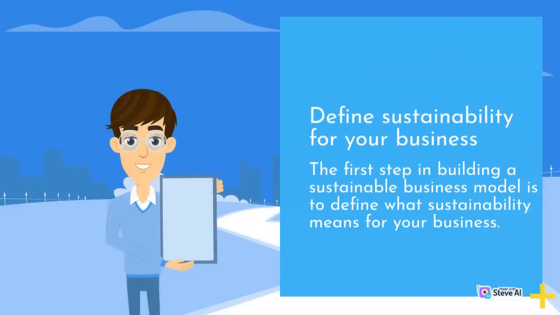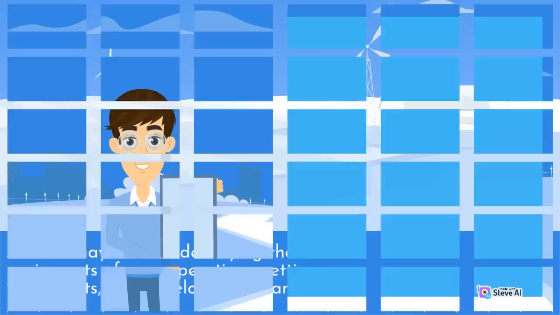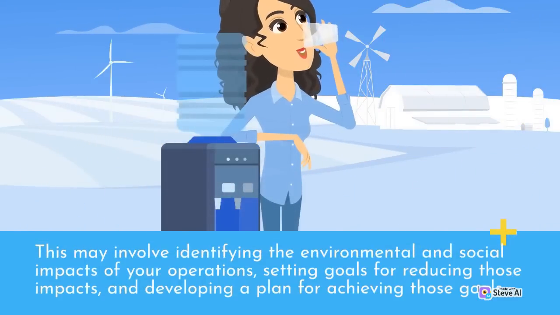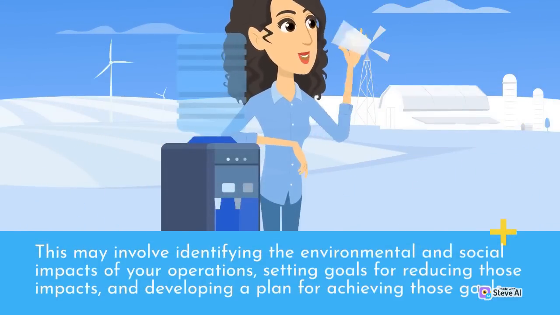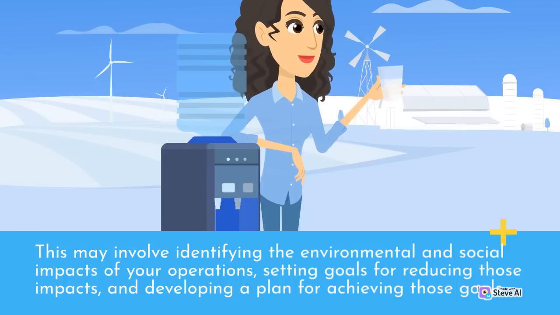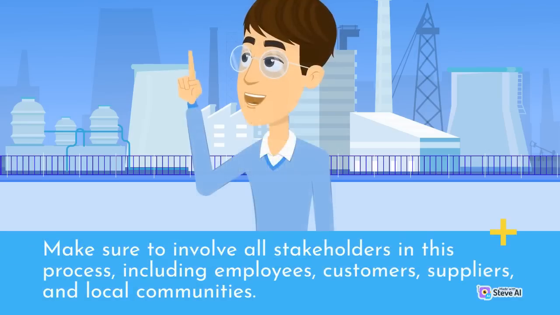Define sustainability for your business. The first step in building a sustainable business model is to define what sustainability means for your business. This may involve identifying the environmental and social impacts of your operations, setting goals for reducing those impacts, and developing a plan for achieving those goals. Make sure to involve all stakeholders in this process, including employees, customers, suppliers, and local communities.